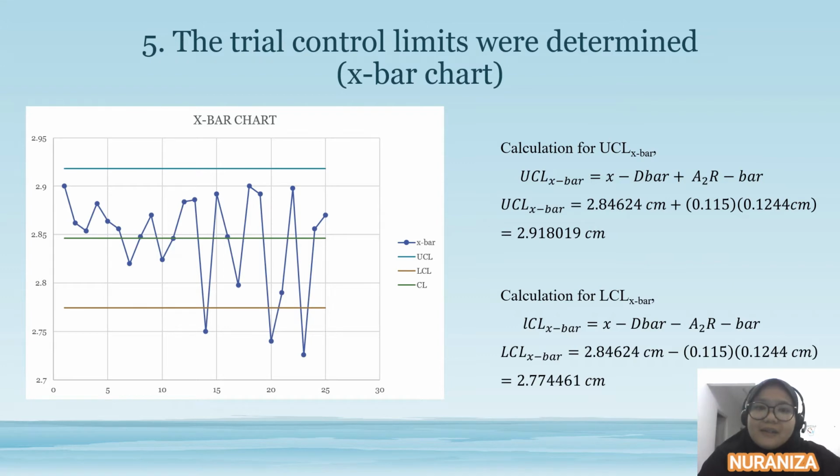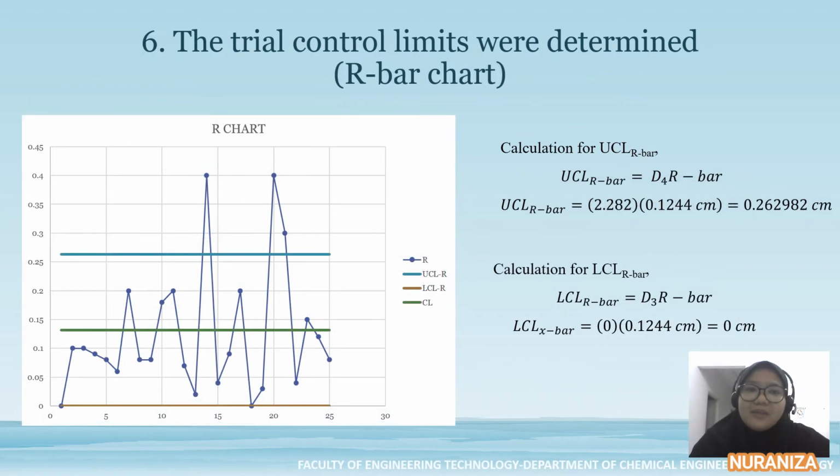Next is the sixth step, which is also the same as the previous, but here we go to trial control limit for the R bar chart. As with the X bar chart, there are upper control limit and lower control limit for the R bar that need to be calculated. For the upper control limit R bar, the formula is D4. D4 is a constant, as our subgroup sample is n equal to 5, so the constant is about 2.282, times with our R bar previously, which is 0.1244, so we get the upper control limit R bar is 0.262982 centimeter.